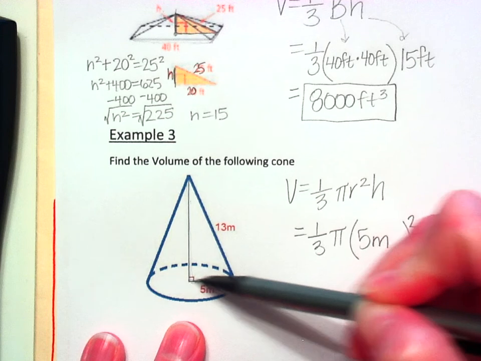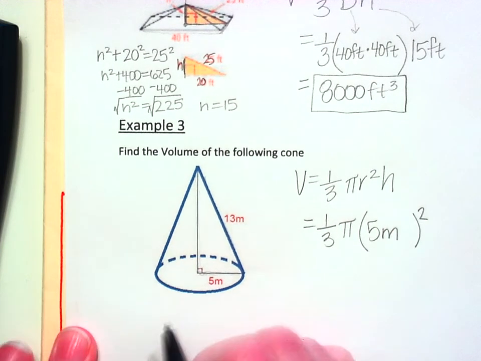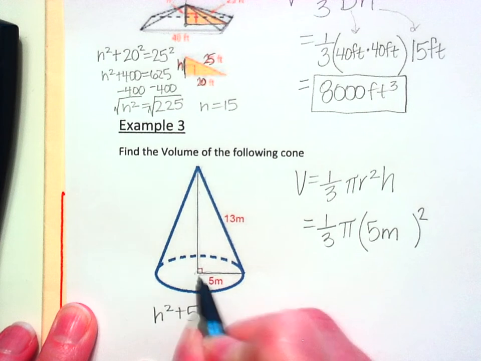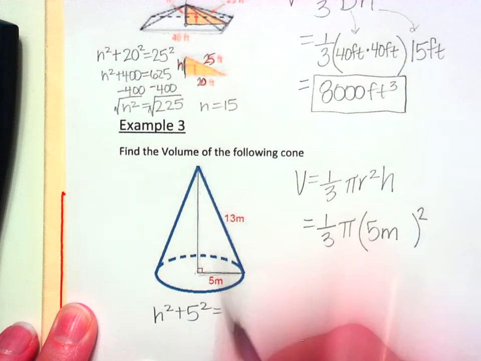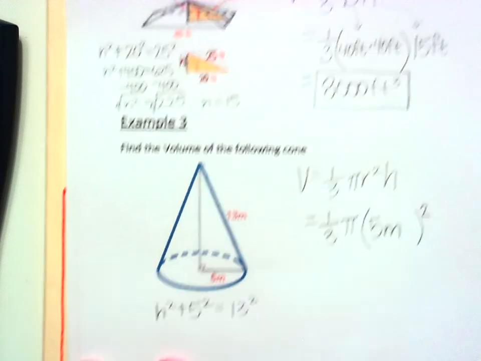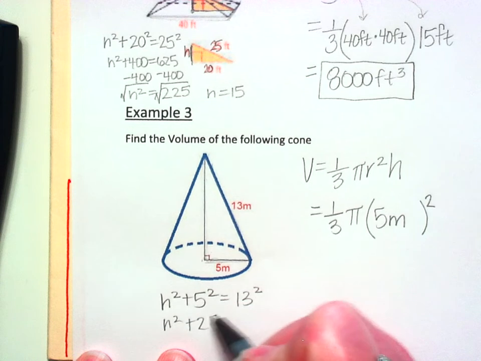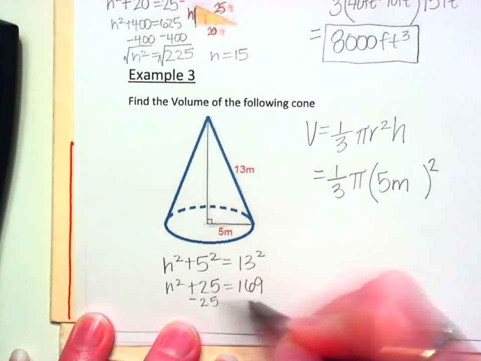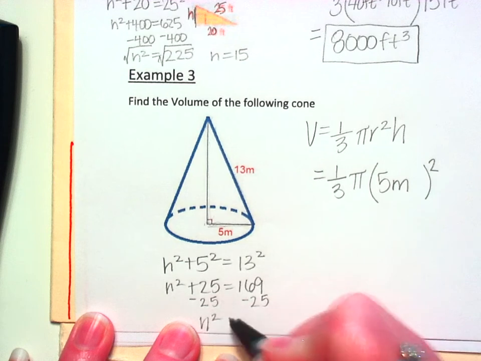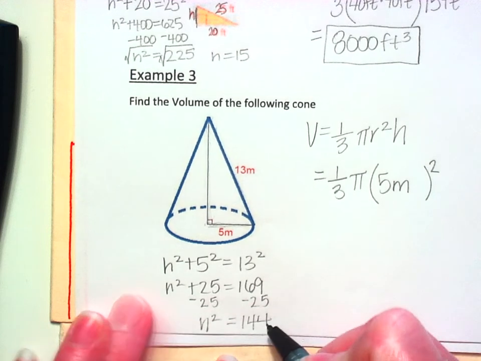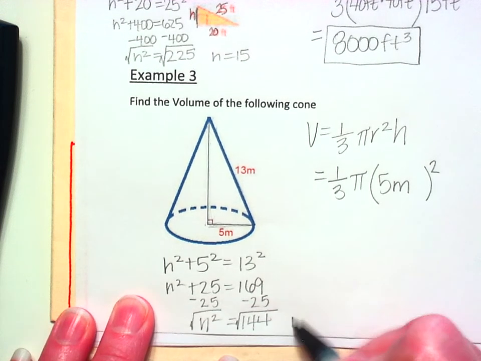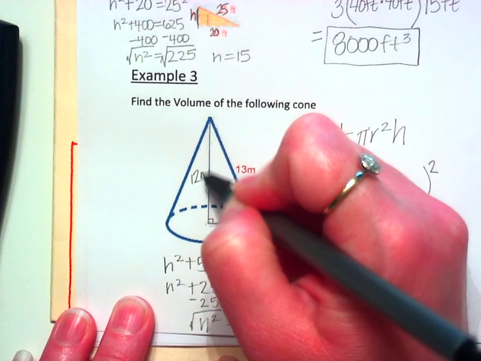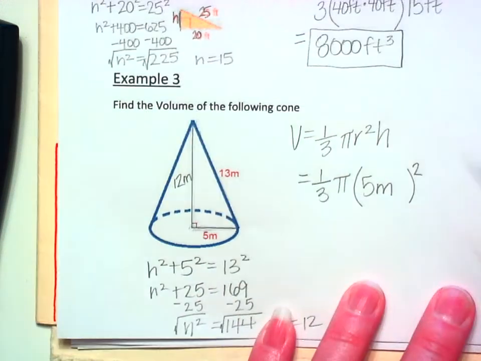A squared plus b squared equals c squared. So h squared, height squared, plus 5 squared equals 13 squared. The Pythagorean theorem. Okay, so that's h squared plus 25 equals 169. And then we'll subtract 25 from both sides, and we get h squared equals 144. Then we'll take the square root of both sides, and we get h equals 12. So this is 12 meters, and we'll plug that in for height.